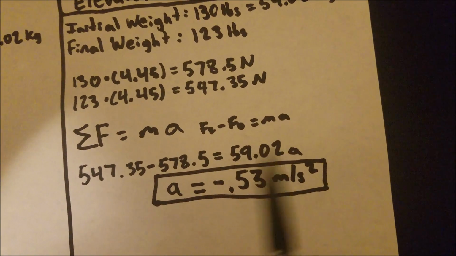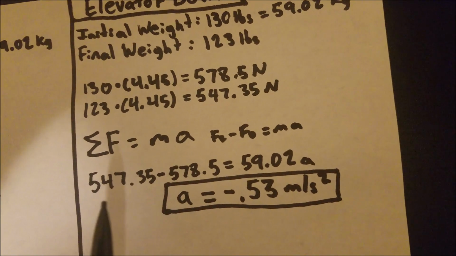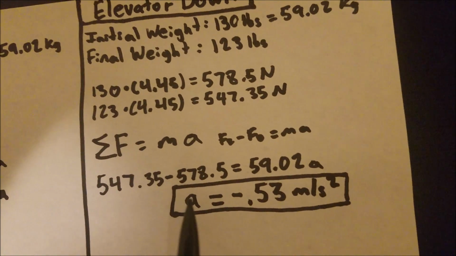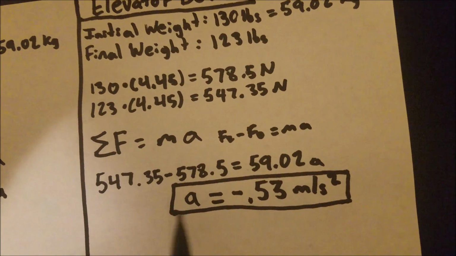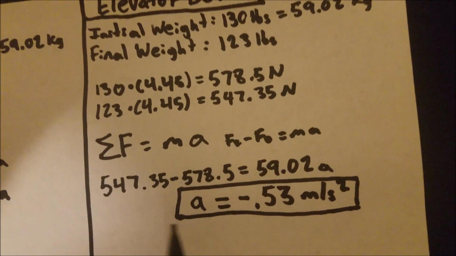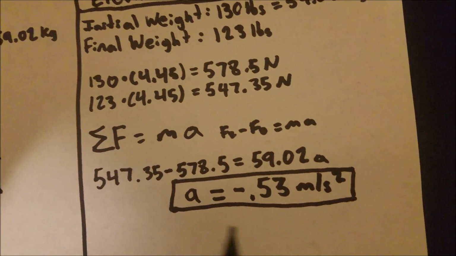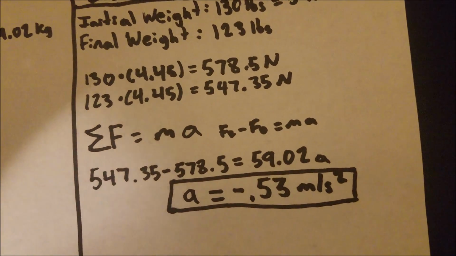So 547.35 minus 578.5 equals 59.02 a. So acceleration equals negative 0.53 meters per second squared.